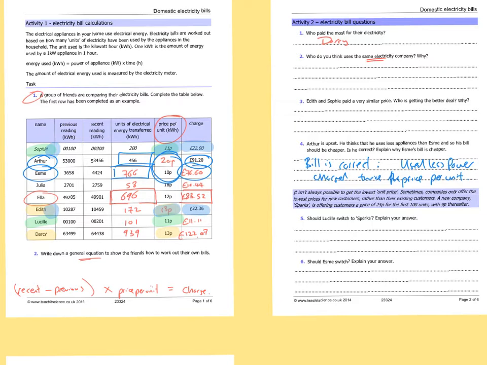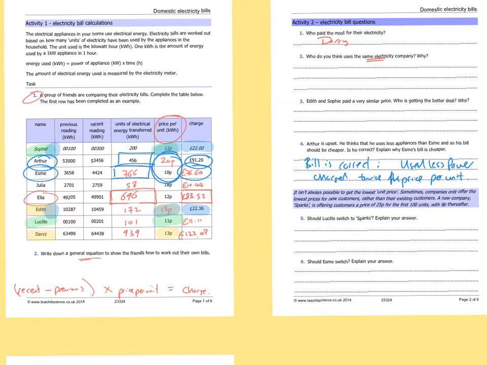Okay, questions 5, 6 and 7 were the ones that seemed to cause more difficulty. It's about whether they should switch or not. The trick with these questions is you need to think about what they're paying now and how much they use, and if they switch, would they save or not.